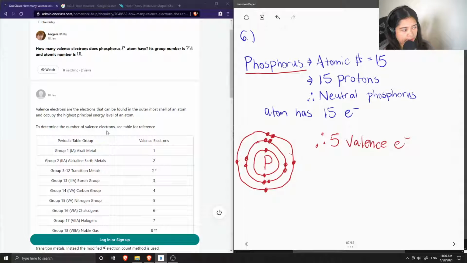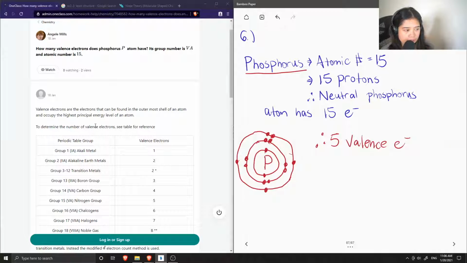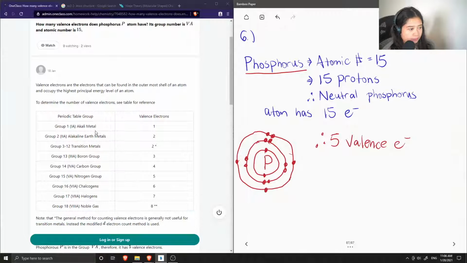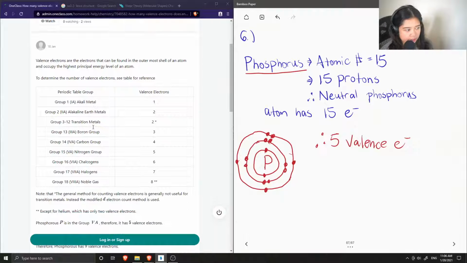The junior tutor said that valence electrons are the electrons that can be found in the outermost shell of an atom and occupy the highest principal energy level of an atom. To determine the number of valence electrons, see this table for reference. So they kind of summarized the different trends you see depending on what group you're in the periodic table. So for example, group 1, alkali metals, have 1 valence electron. Group 2 has 2 valence electrons. And groups 3 to 12, which are the transition metals, it kind of varies. So they have a note here that says the general method for counting valence electrons is generally not useful for transition metals. Instead, the modified d electron count method is used.